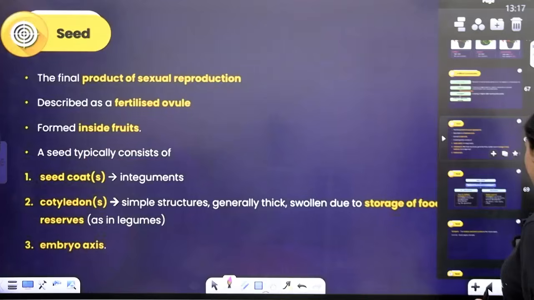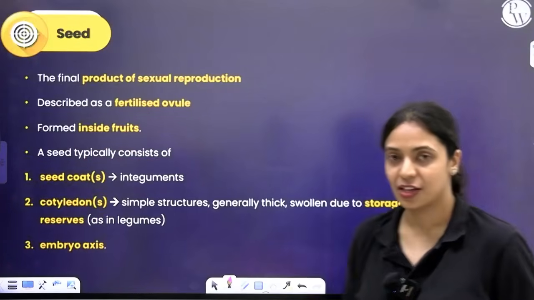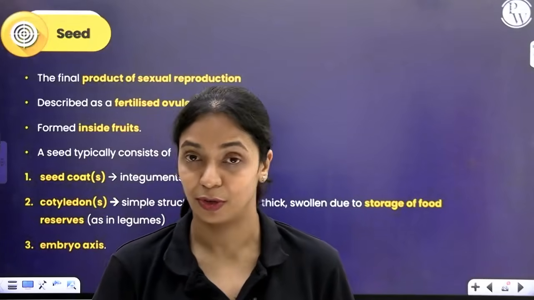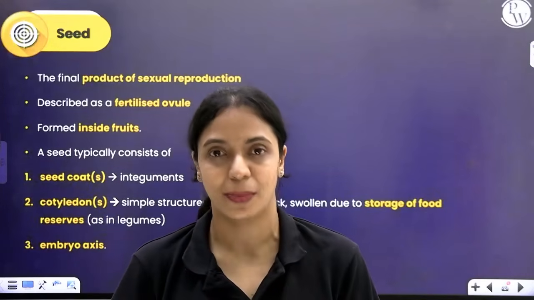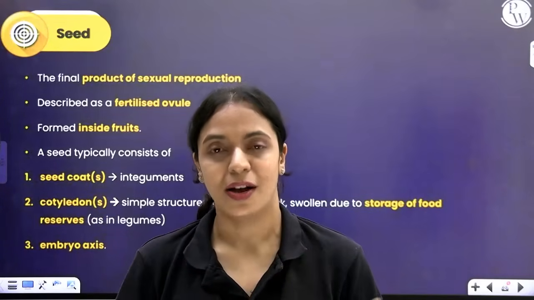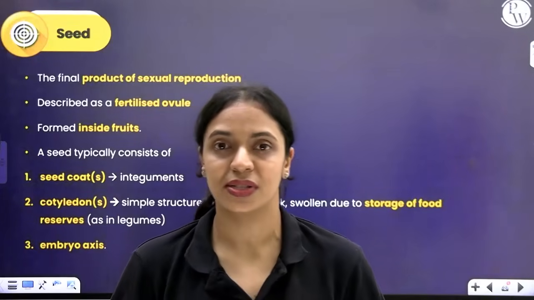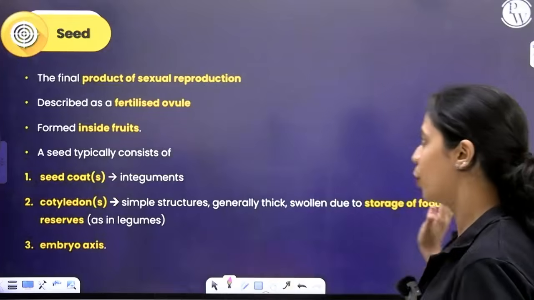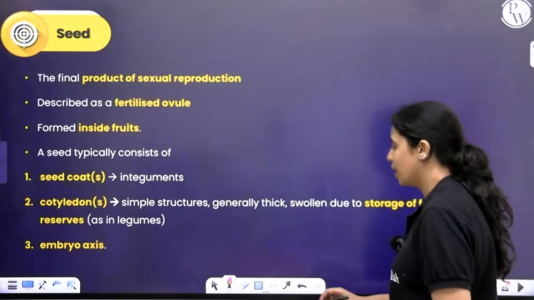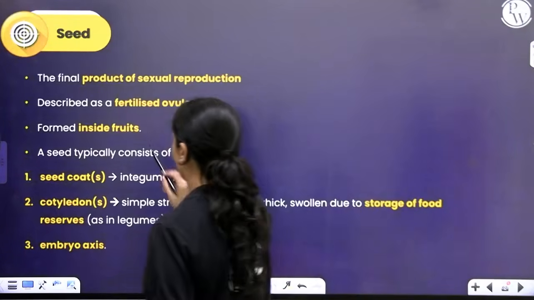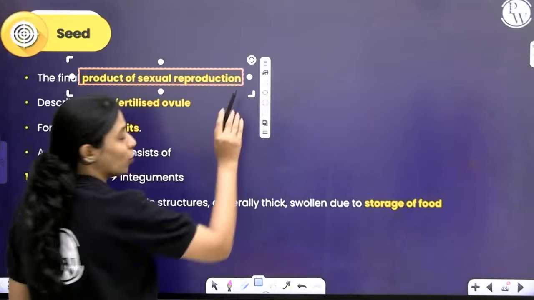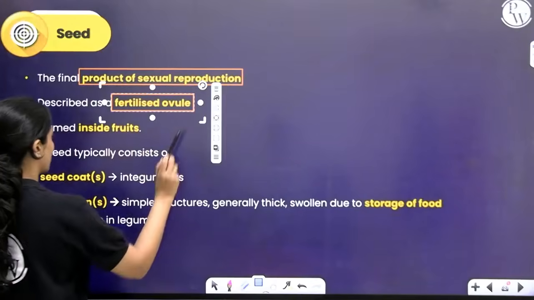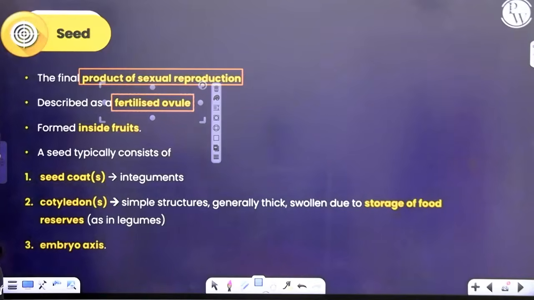Now, fertilization is over. After fertilization, whatever structures are formed: from the zygote, the embryo is formed; from the primary endosperm nucleus, the endosperm is formed. After fertilization, the ovule will transform into the seed and the ovary will mature to form the fruit. Okay, so these are all post-fertilization structures and events. Seed is the final product of sexual reproduction. An ovule after fertilization will become the seed. So a seed can also be described as a fertilized ovule. Where does it form? Obviously inside the fruits.